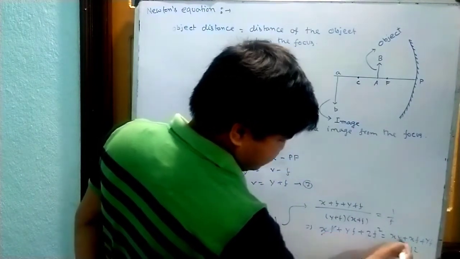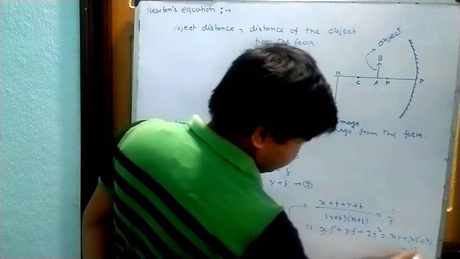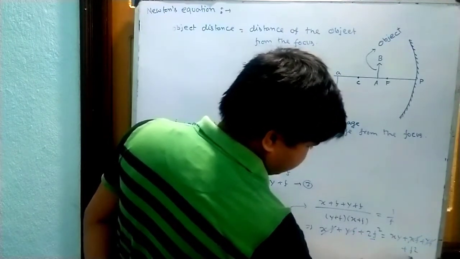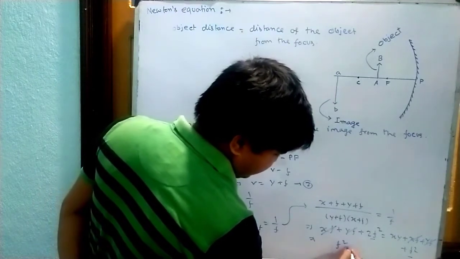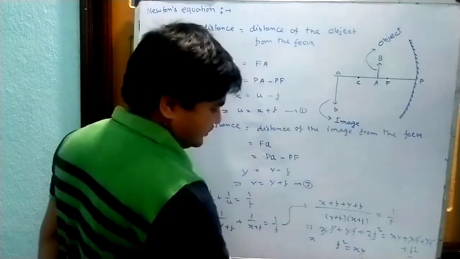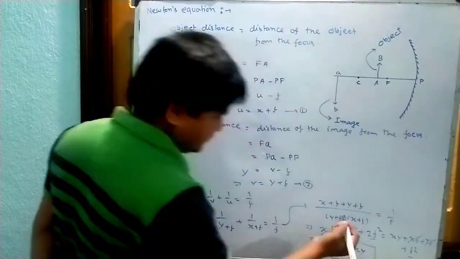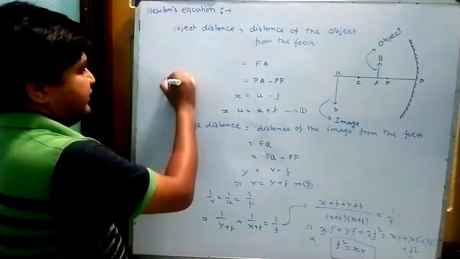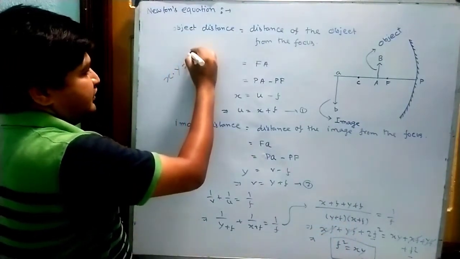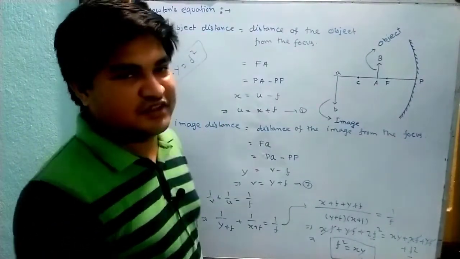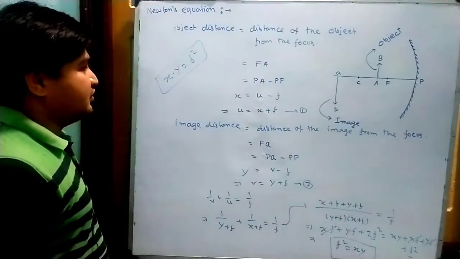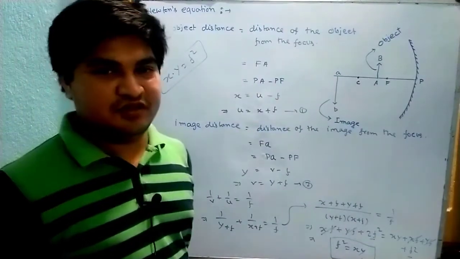So xf, yf, yf and 2f square will be single f square. So f square equals to xy. This is the Newton's equation. x into y equals to f square. f is the focal length, x is the distance of the object from the focus, y is the distance of the image from the focus.